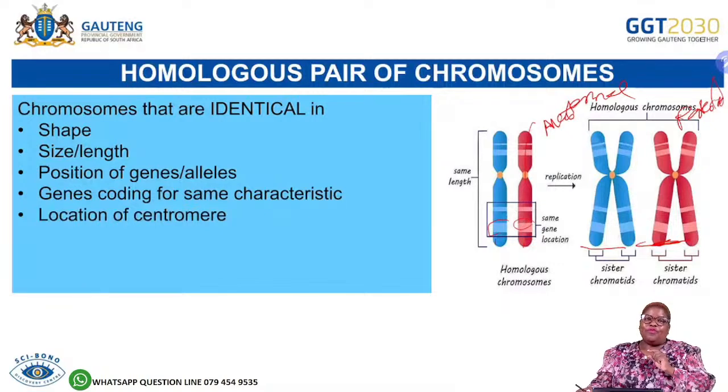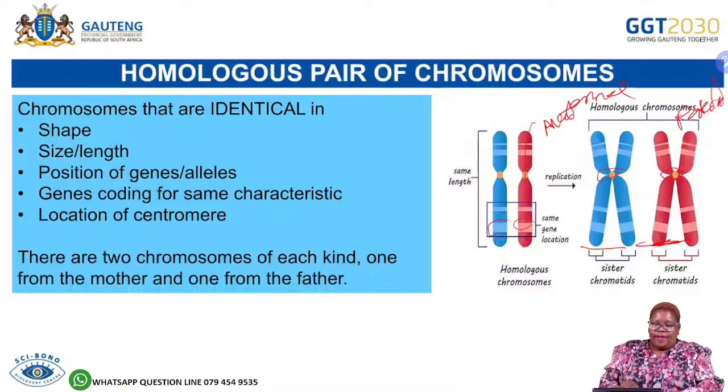Remember, with the location of the centromere, that's the part where it connects the two chromatids, right? This is the centromere. That is very, very important again. There are two chromosomes of each kind, one from the mother and one from the father. The one from the mother is maternal, it comes from the mother. Paternal, it comes from the father.